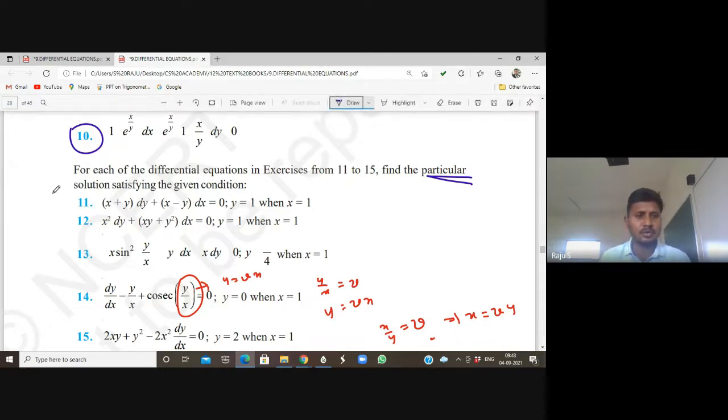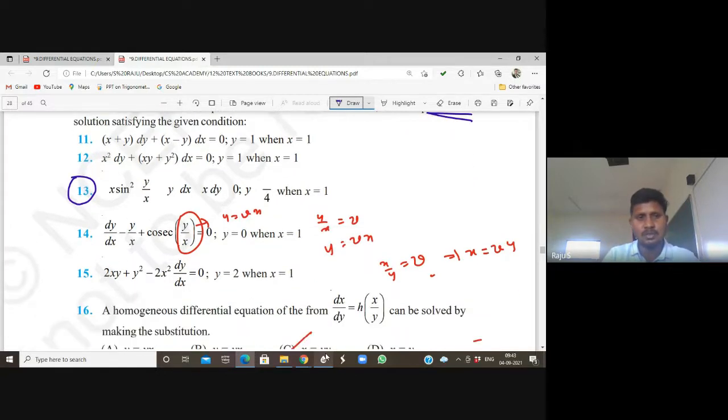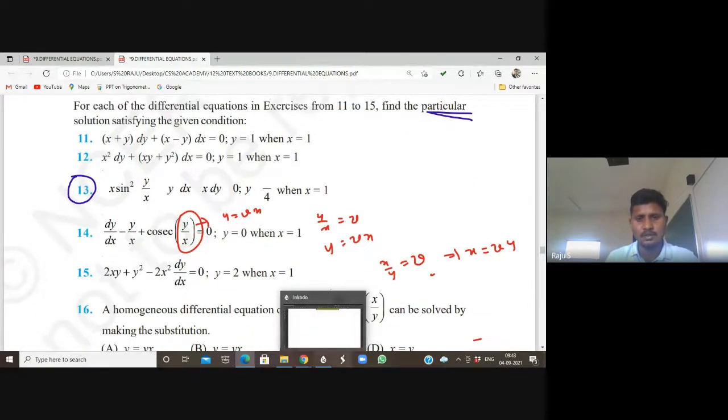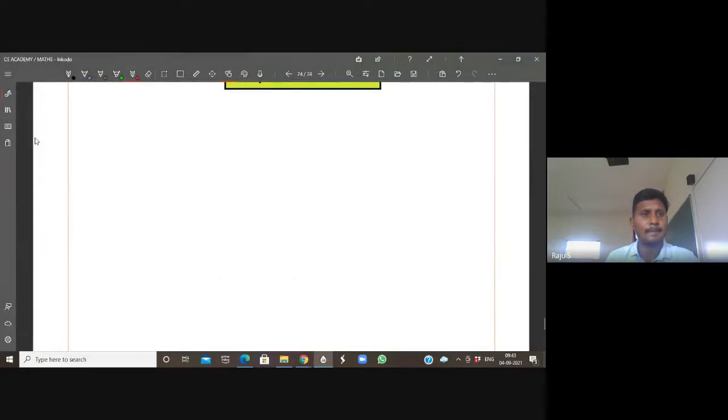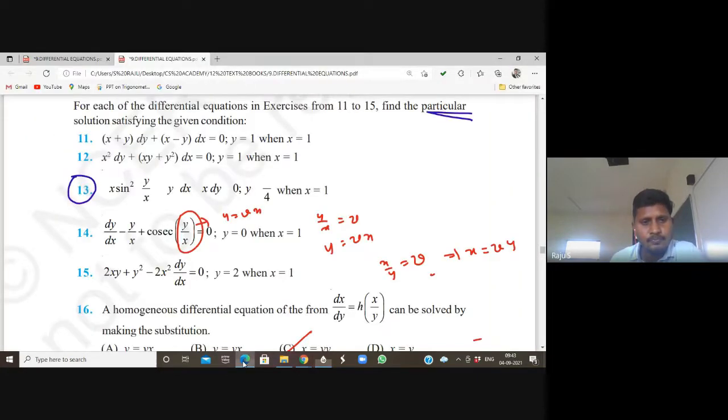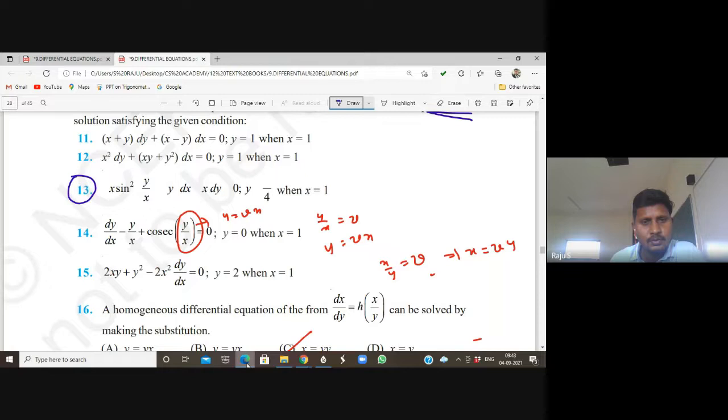Okay, I'm going to do question number 13. Gokul, tell me the question. Otherwise, we'll do the 14th one, then we'll go for the 13th one. Question number 13 is not clear. First we'll do it, then we'll go for that.